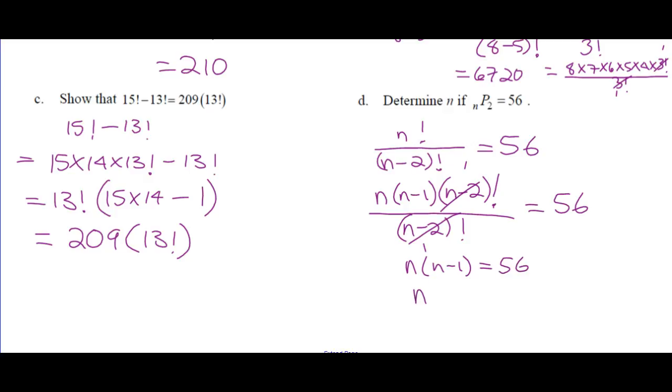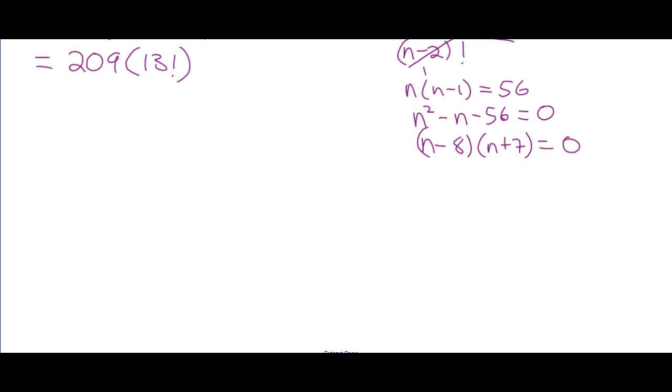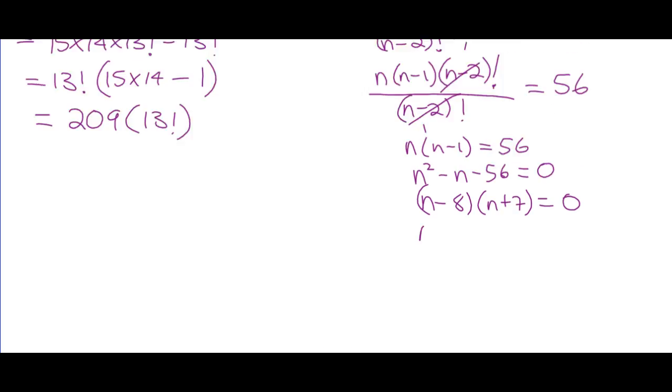So n squared minus n minus 56 will be equal to 0. It's just a quadratic. We expand out the left side, n squared minus n. We move the 56 over, which factors into what? n minus 8 and n plus 7. So what's n? n equals 8, or n is equal to negative 7.